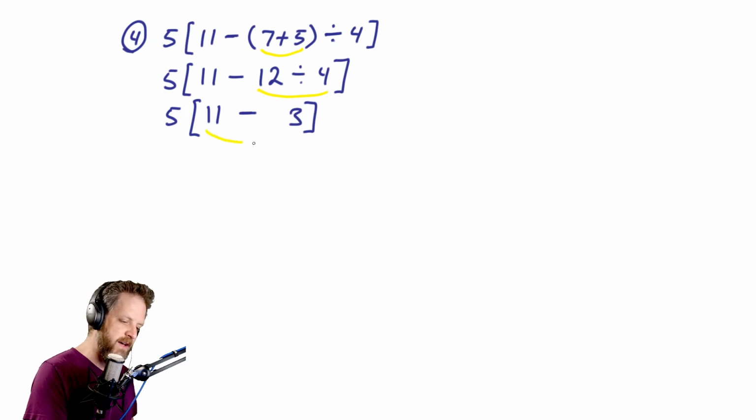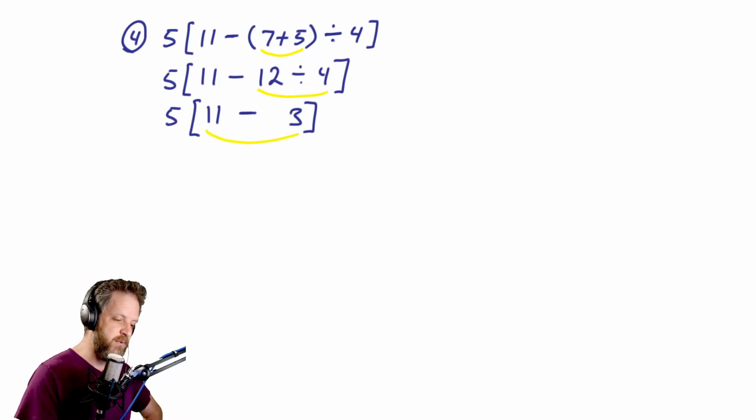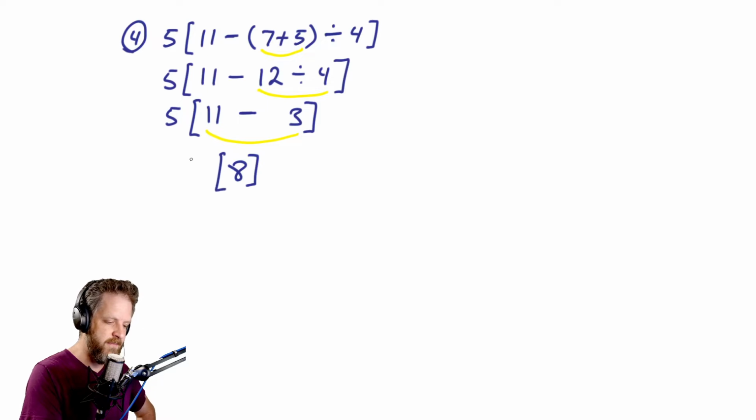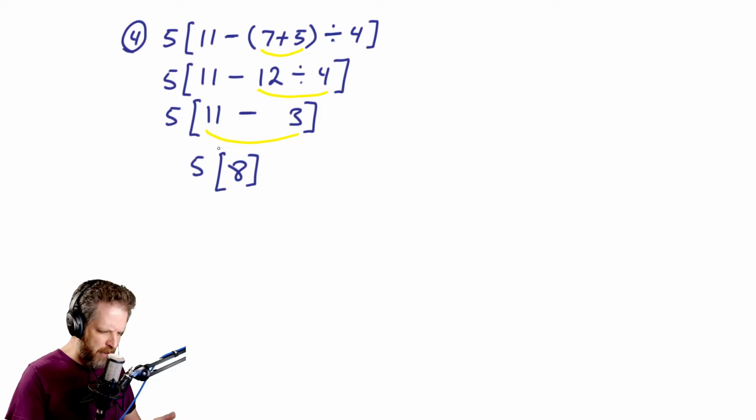So we're going to do 11 minus 3. That's the only thing in there, so that's definitely the next thing we're going to do. So what's 11 minus 3? 11 minus 3 is 8. Okay, we're going to bring down the 5. Now, all we have left is 5 bracket 8.